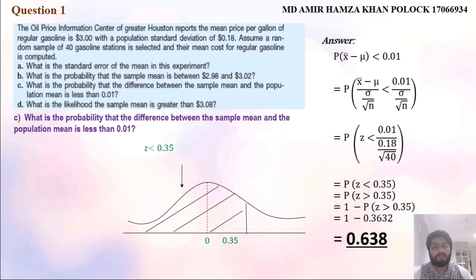Now, subtracting from the total value, that is 1 minus 0.3632, we find the value of Z from the table equal to 0.6368, and that is the answer for question C. Now I'm passing it to my next presenter.